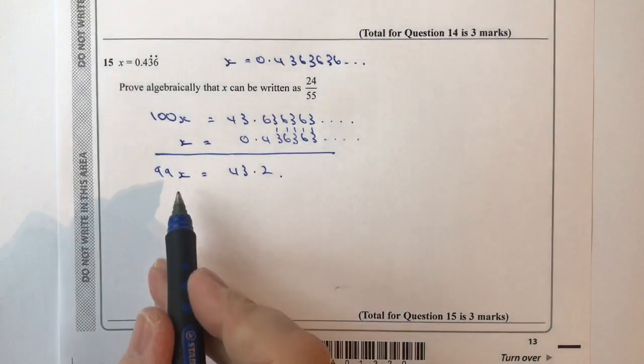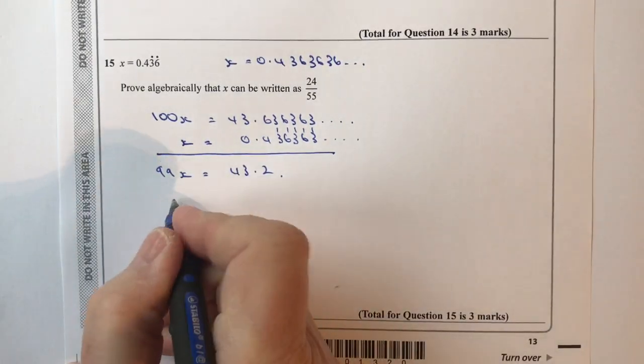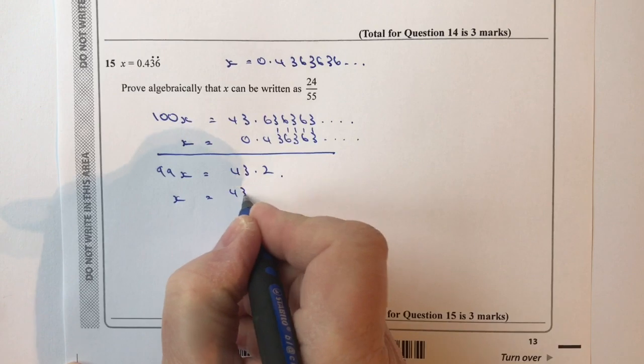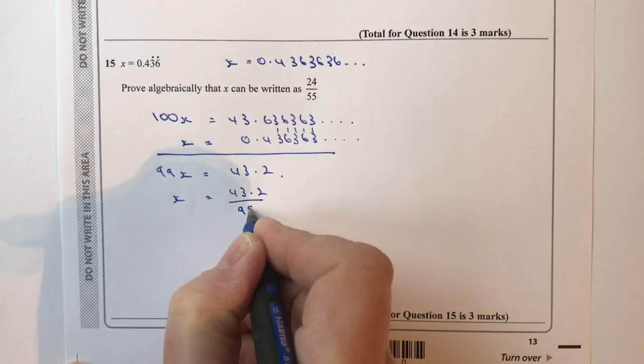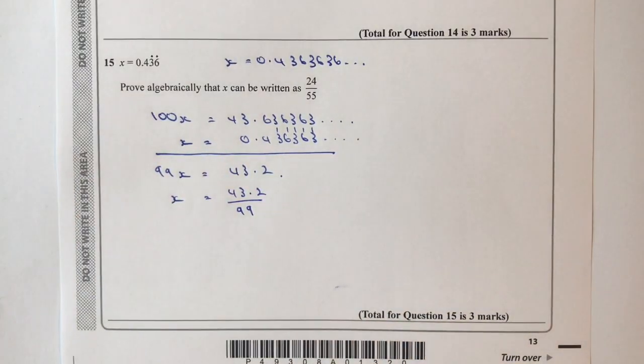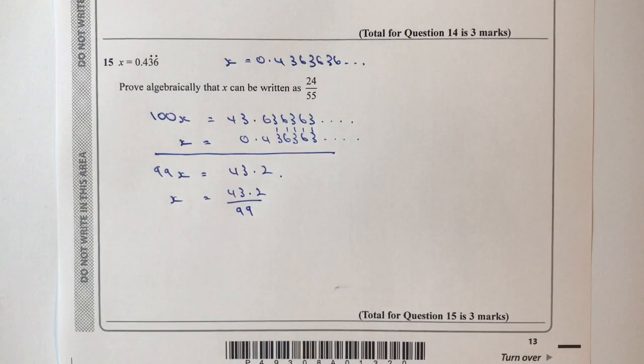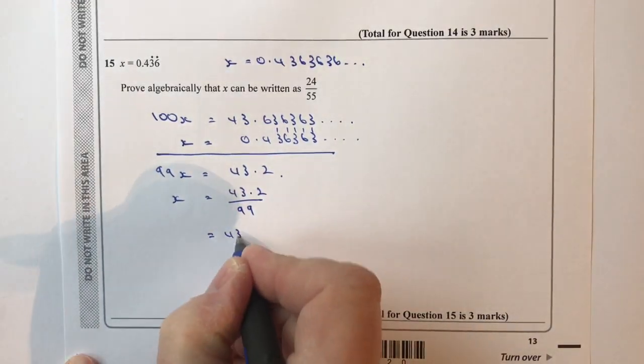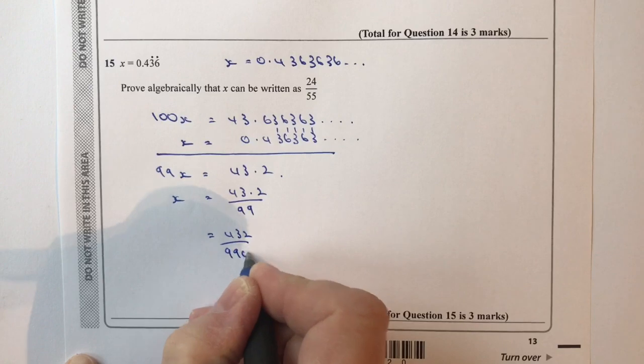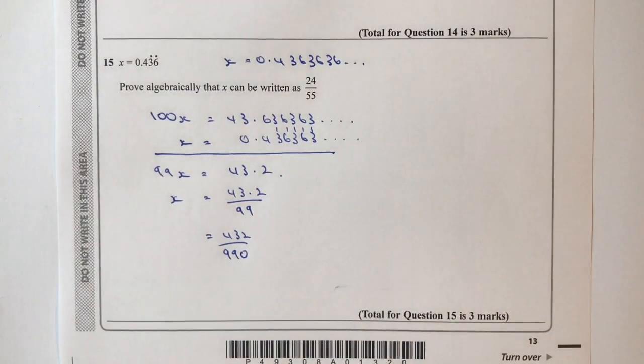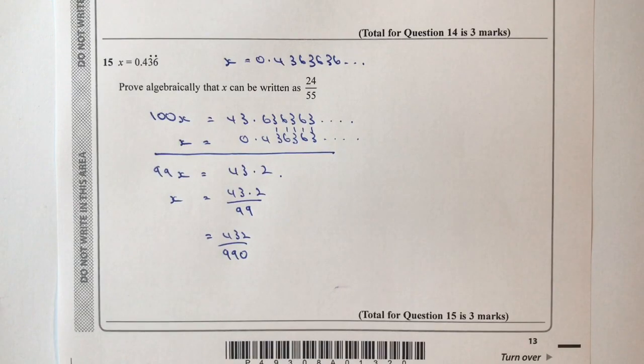Because if I divide both sides by 99, I get x equals 43.2 divided by 99. Well, that's not really particularly helpful because I've then got a decimal and a fraction. So I'll write that as 432 over 990. Now it does very much depend upon arithmetic and how you would sort those things out. What I would do initially is divide top and bottom by 3.